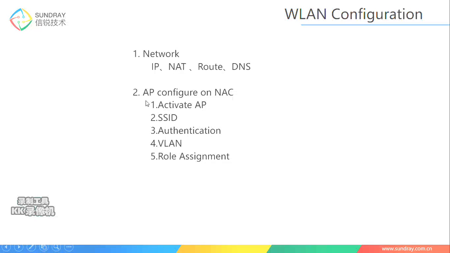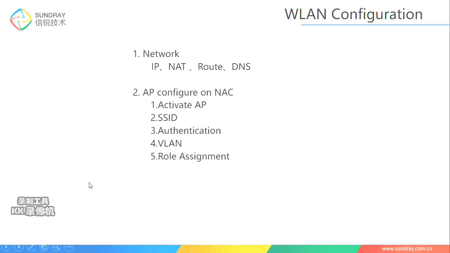For the access point configuration on the controller, first we need to activate the access point. The access point will broadcast packets in the network. If the controller is in the same subnet as the access point, the controller will get the packet from the access point. But if it's a different subnet, we need to use DHCP option 43 or DNS, or we can manually set the controller IP for the access point.